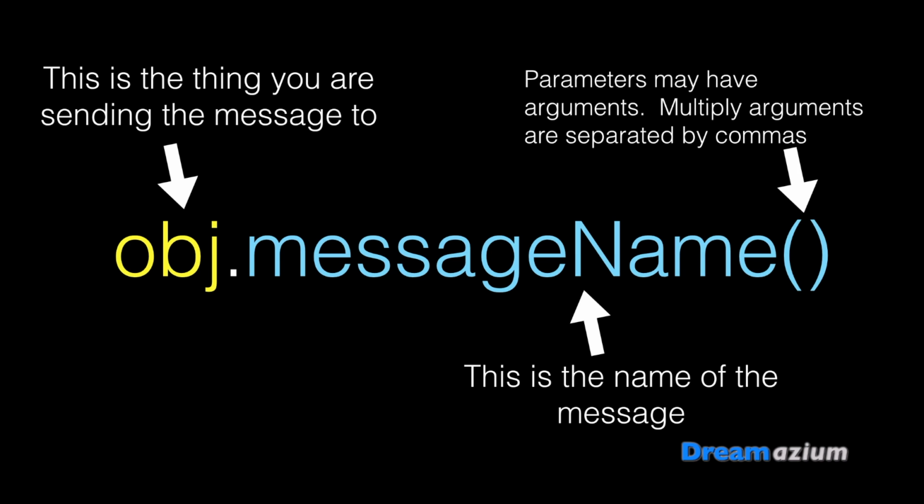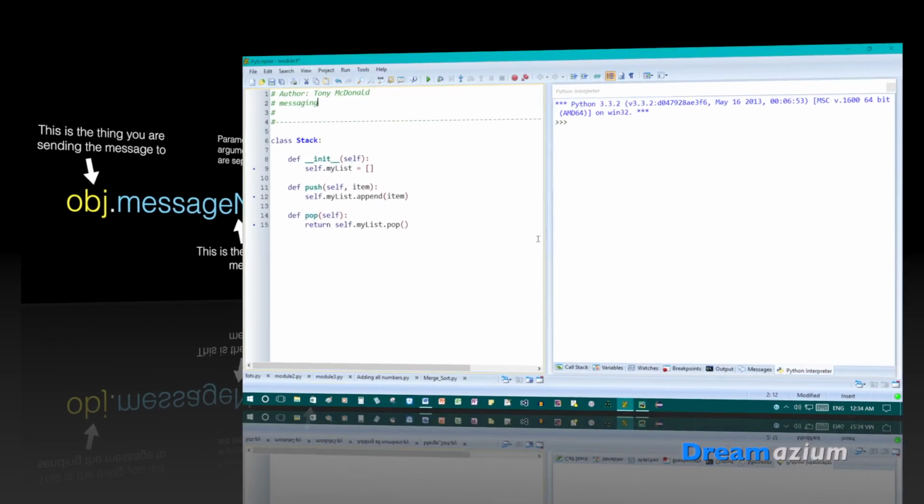The parameters may have arguments. They may not have arguments, but if they have more than one argument, they're going to be separated by commas. I'll go over this again at the end of the video after I've shown you the code in action, and then you will have a better idea of what this actually means.